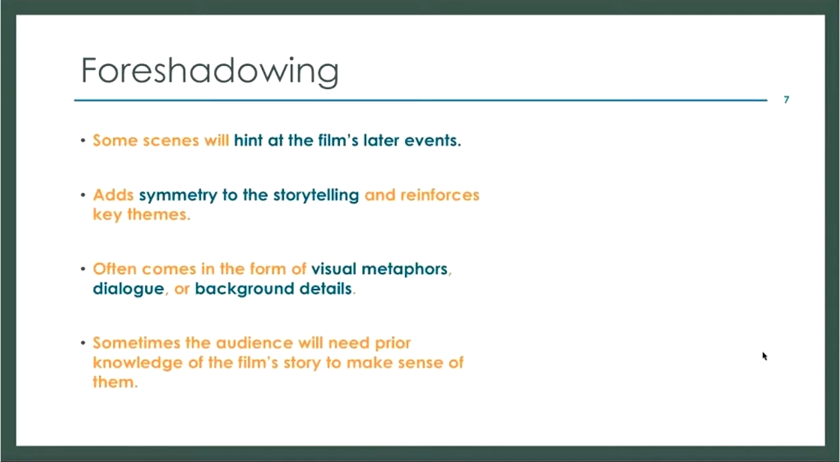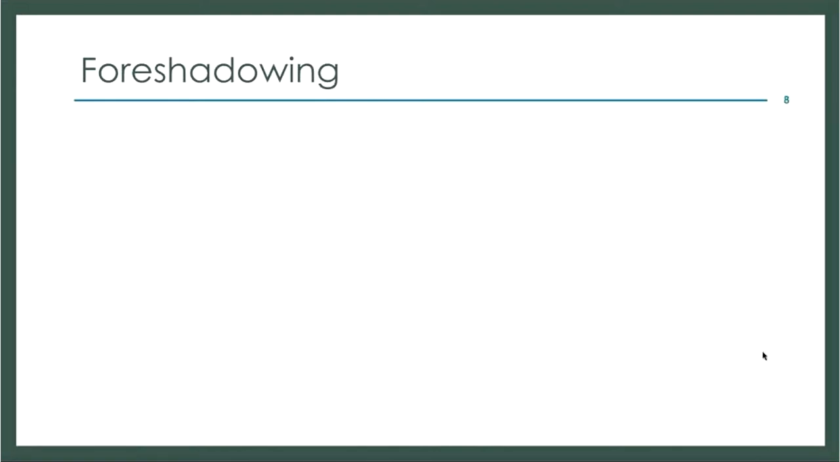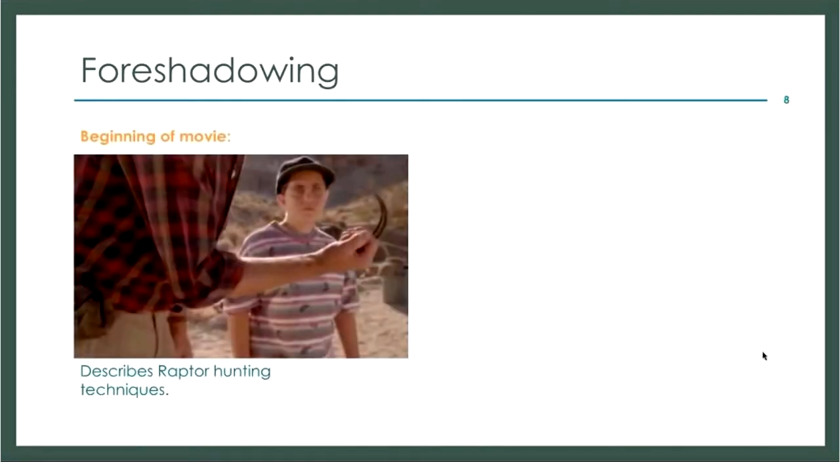So, Jurassic Park is a great film, in my opinion, and it's filled with lots of moments of foreshadowing. Let's take us through one example. So, at the beginning of the movie, Dr. Grant, a famed paleontologist, intimidates a child by describing the hunting techniques of Velociraptors.